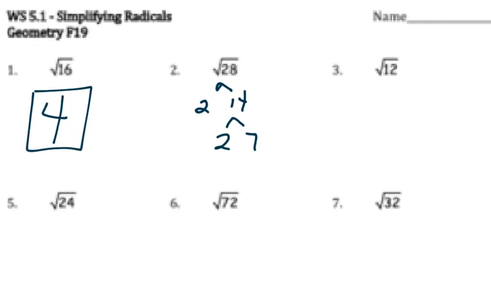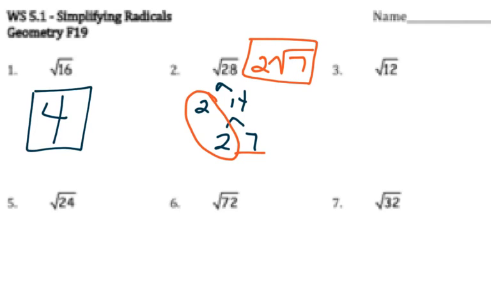So what we do is we take them out in pairs. I have a pair of 2s, and I have a loner named 7. So the pairs, if you had a friend, that group of 2s comes out. The loner is stuck under the doghouse in the square root. So the answer is 2 root 7.